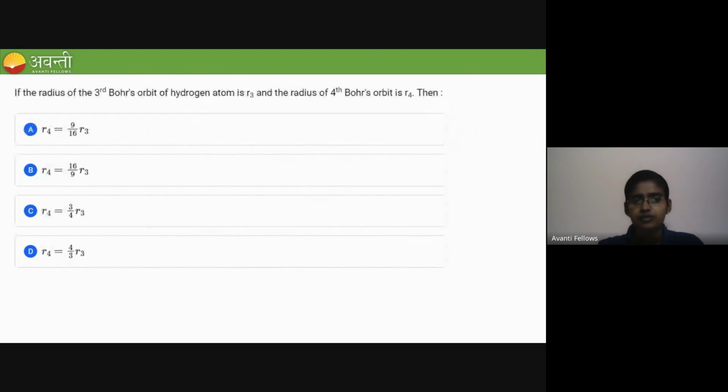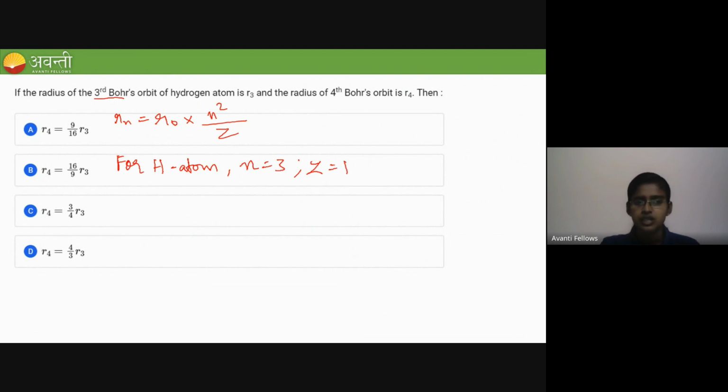If the radius of the third Bohr orbit of hydrogen is R3 and the radius of the fourth Bohr orbit is R4, then what is the relation between R4 and R3? What is given there? Rn is equal to R0 into n square by Z. Now for the hydrogen atom, n is 3 for the third Bohr orbit and the atomic number of hydrogen is 1. Substituting, you get R3 as R0 into 3 square, which is 9 by 1. So R0 is equal to R3 by 9.